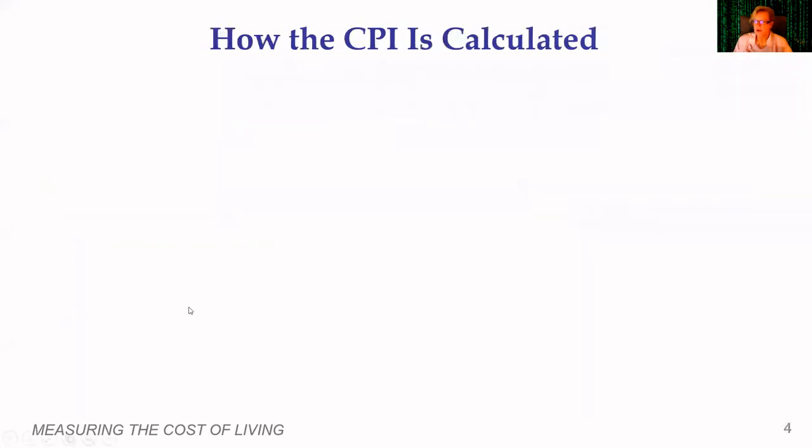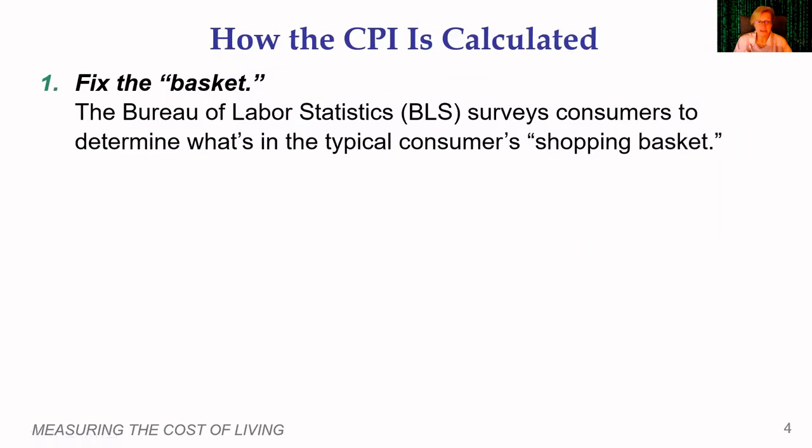Okay, how the Consumer Price Index is calculated. We have some steps. The first thing is we're going to fix the basket. What this means is there are several items included in the Consumer Price Index that the Bureau of Labor Statistics calculates. Imagine a shopping list, and that's essentially what fixing the basket is. The Bureau of Labor Statistics goes all over the country to metropolitan service areas and then measures what the prices of those kinds of things are.